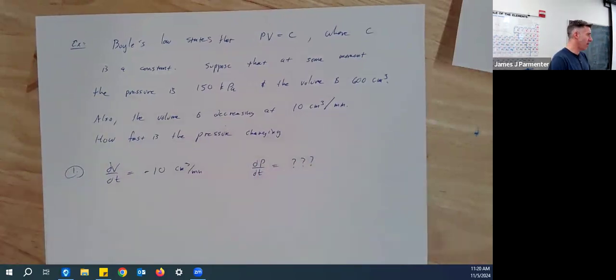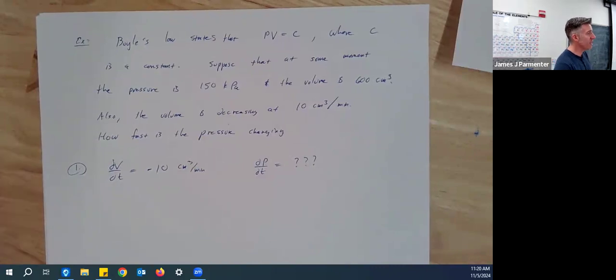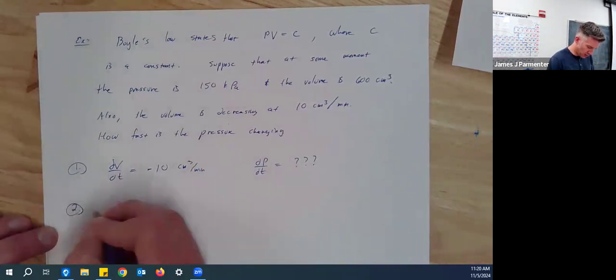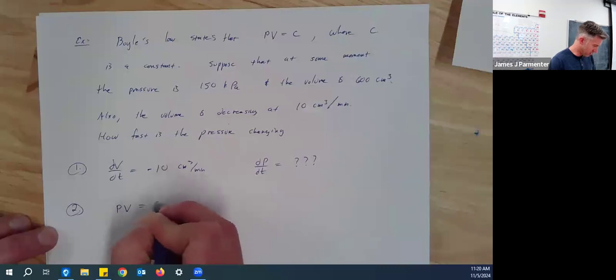And unlike the previous problems, they've already given us the equation relating pressure and volume. So we don't have to go search for some geometrical idea like a volume of a cone or something. We know that pressure times volume equals a constant. So our equation already is pressure times volume equals a constant.